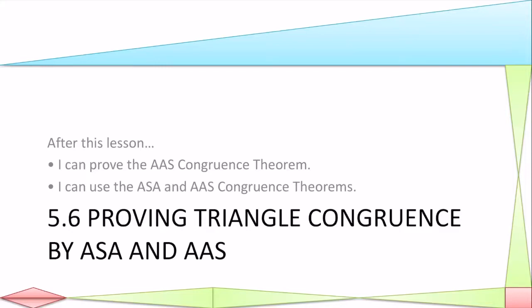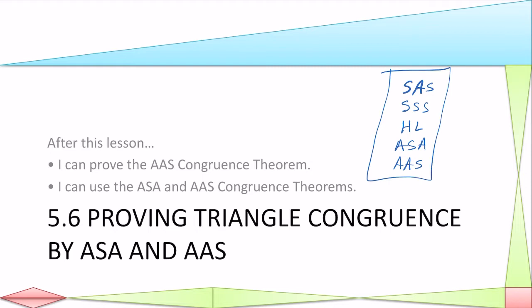Lesson 5.6, Proving Triangle Congruence by ASA and AAS. Which brings us to 5 ways to prove triangles congruent. We had SAS, SSS, HL, and today we're getting ASA and AAS. You need to know all 5 of those.